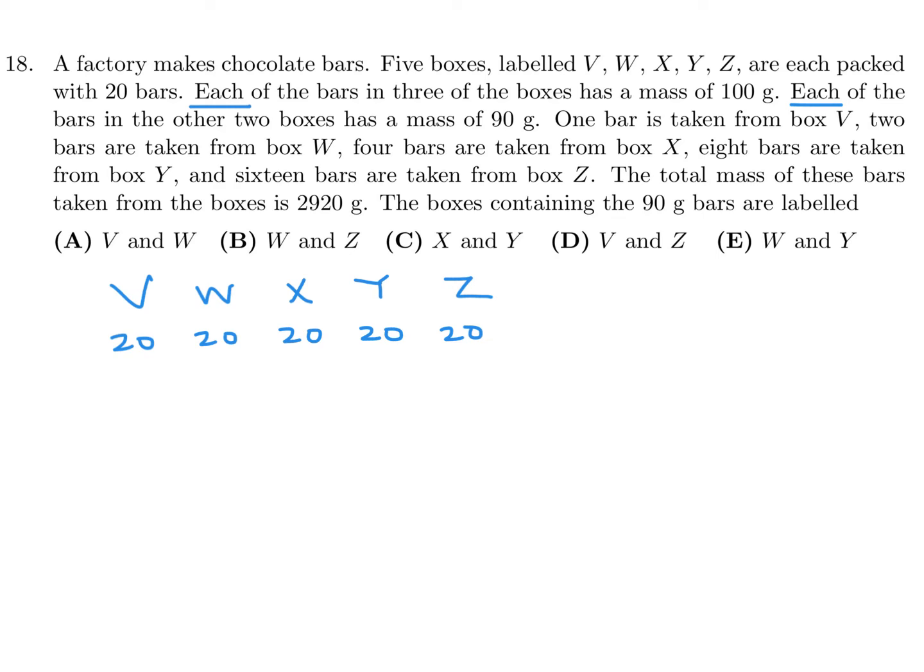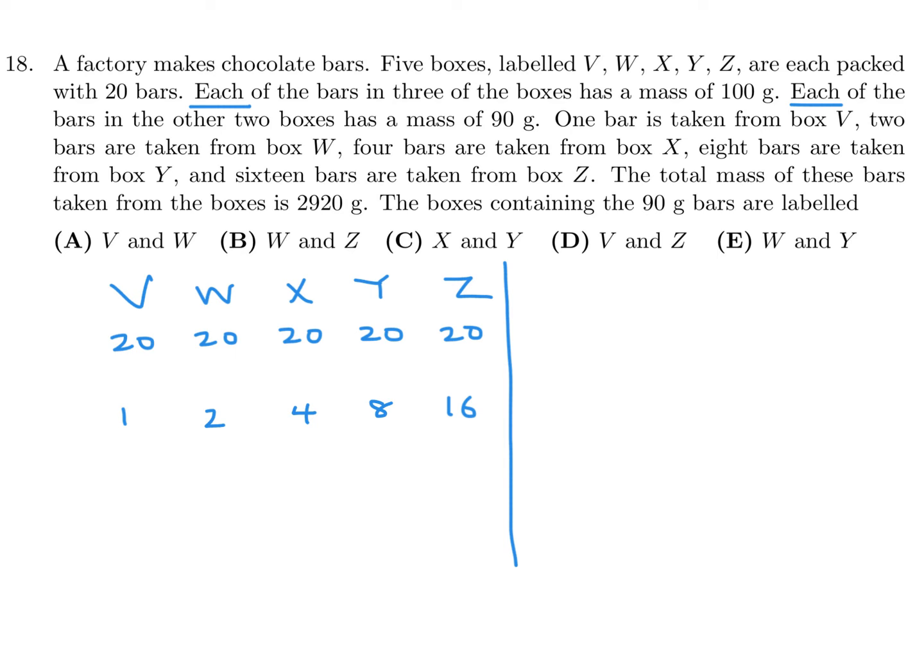But then they're saying that each of the bars in 3 of the boxes has a mass. Okay, so we're not told which of those. So I don't know which box has bars that are 100 grams and which box has bars that are 90. Okay, I got it. But we are told that we're taking 1 from here, 2 from here, 4 from here, 8 from here, and 16 from here. So we got to do a little bit of a guessing game here.